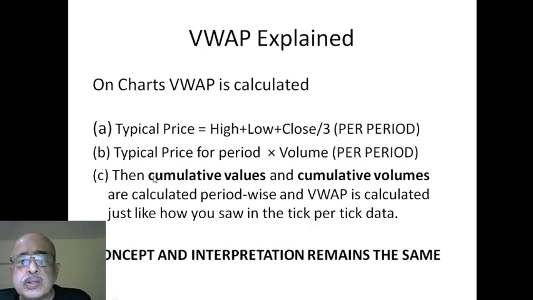Now, the same cumulative values are divided by the cumulative volumes, and the VWAP is plotted on the chart, because that is a simpler way of representing VWAP on the charts. They cannot do it by tick data. Now, the concept and interpretation of VWAP remains the same. Price crosses above VWAP, bullish; price crosses below VWAP, bearish. But we will come to that a little later. Let's see how it looks on the chart.